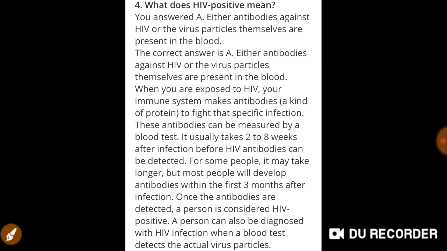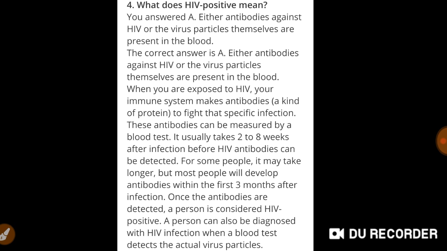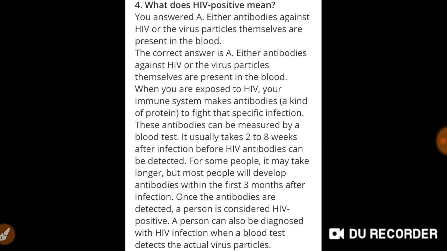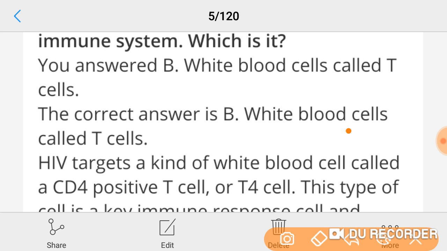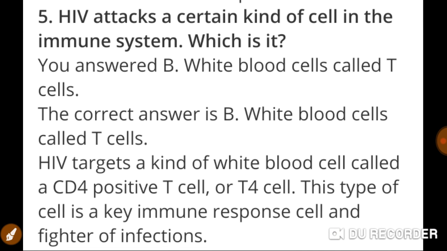HIV positive means either antibodies against HIV or virus particles themselves are present in the blood. HIV attacks a certain kind of cell in the immune system. Which is it? It's a white blood cell called T cells.